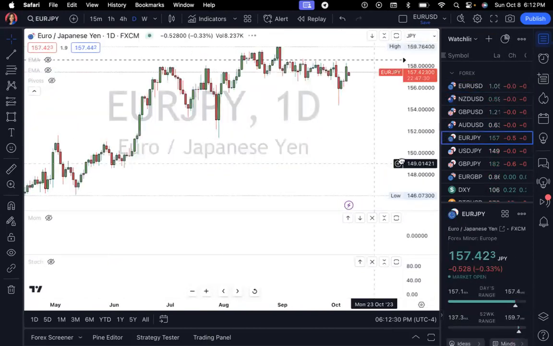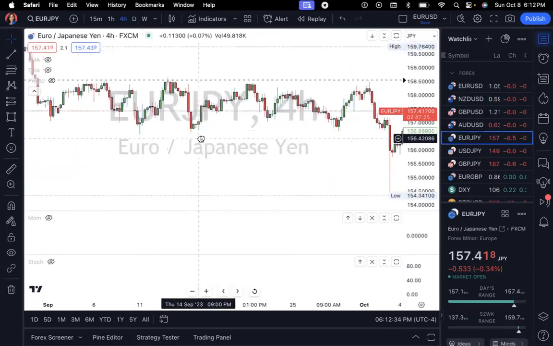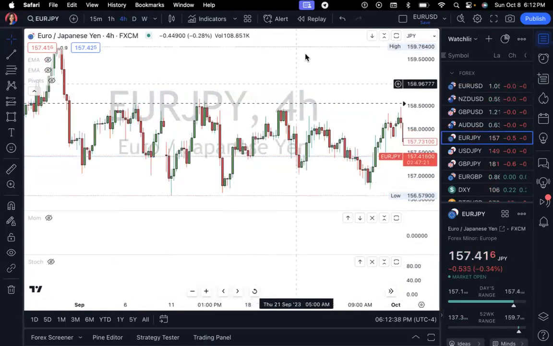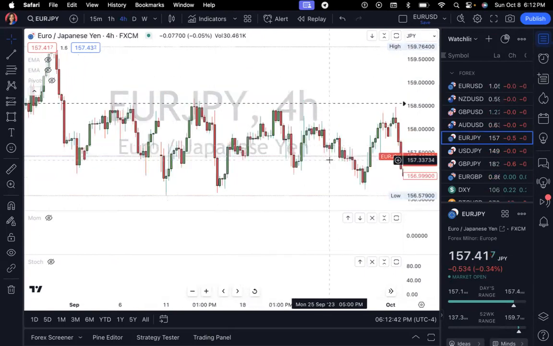So Euro JPY, we're just going to look at that for a second, and we're going to put it on the 4-hour time frame. Now, we can look at this market, and somebody in the chat, let me know what this market is doing. Is it going up? Is it going down? Is it ranging or consolidating? And how do you know? Just drop what you think it is doing in the chat and one reason why you would say that.